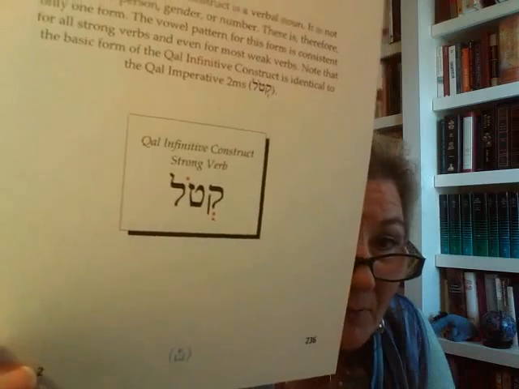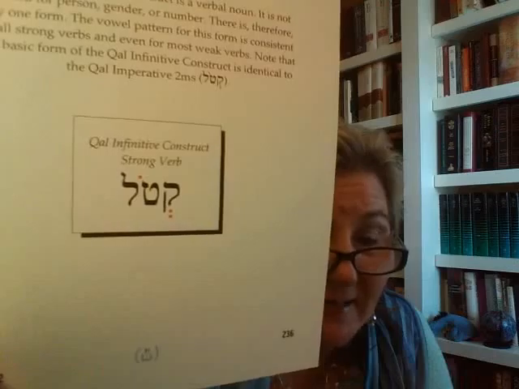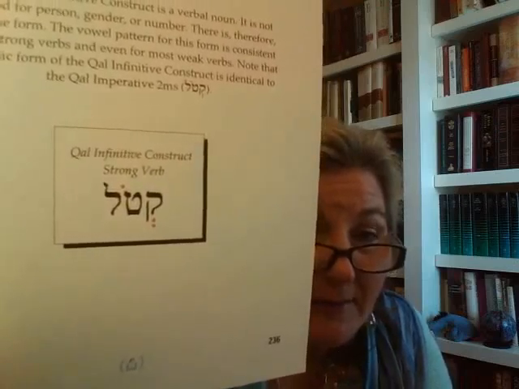Note that the basic form of the Qal infinitive construct is identical to the Qal imperative second masculine singular. Now I'm going to tell you in a little bit how you can tell the difference between the Qal infinitive construct and the Qal imperative 2ms.